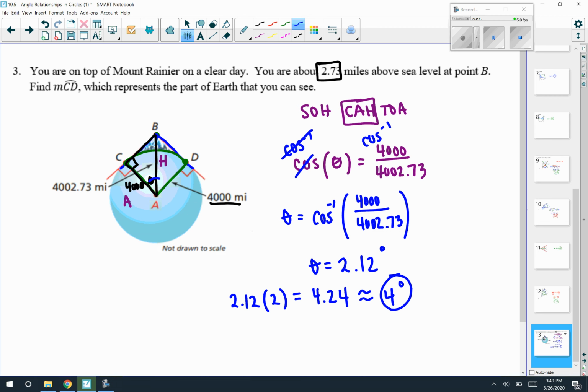Now, if my central angle, the whole thing, is 4 degrees, and I've got my intercepted arc, because it's a central angle, they're equal. So the measure of arc CD is approximately 4 degrees.